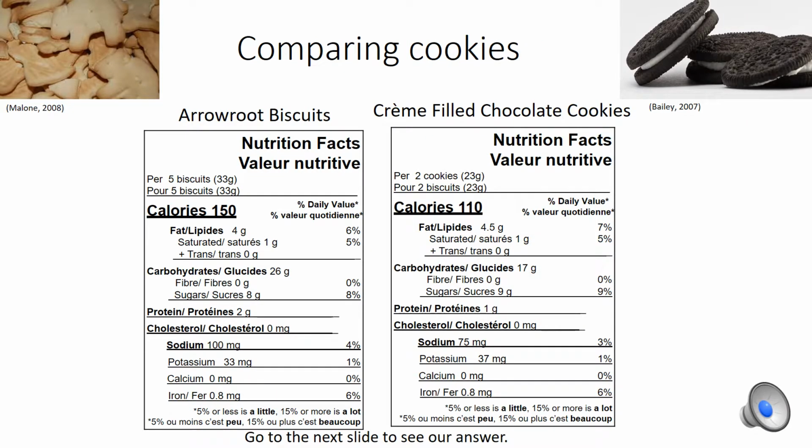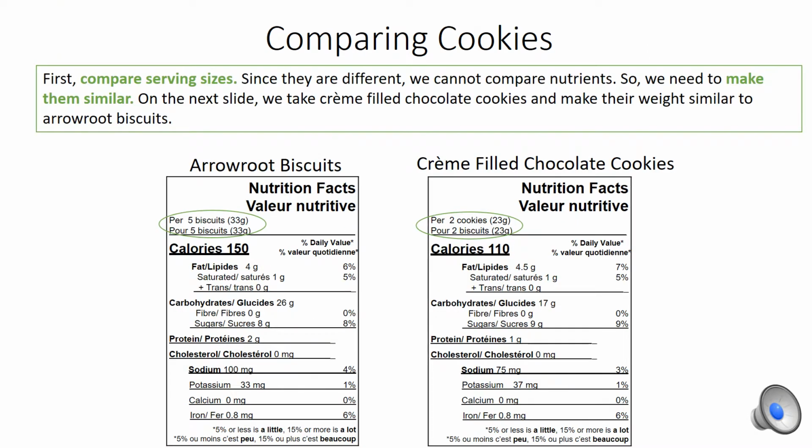Now let's compare our choices for cookies. We have arrowroot biscuits on the left and Oreos on the right. So take a few moments to look at the nutrition facts tables, and then you can see our answer on the next slide. First, we must compare our serving sizes. Since they are different, we cannot compare nutrients. So we need to make them similar.